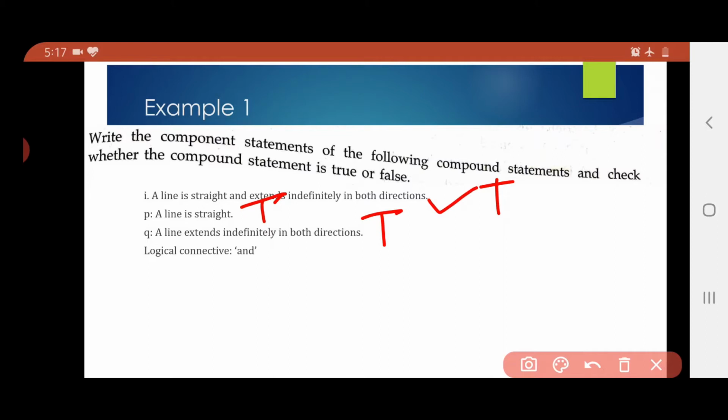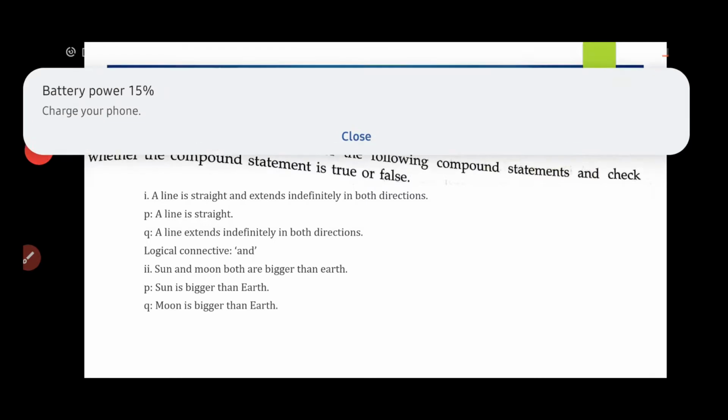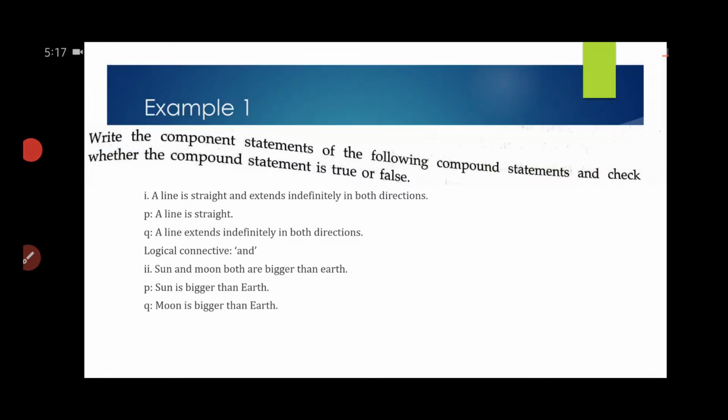Next, let us move to the second example. Sun and moon both are bigger than earth. Now easy to see here, what are the component statements? The first component statement is sun is bigger than earth, and the second component statement is moon is bigger than earth, and obviously the connective used here is and.